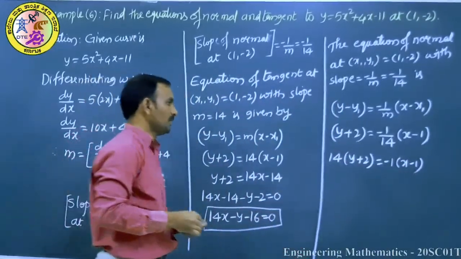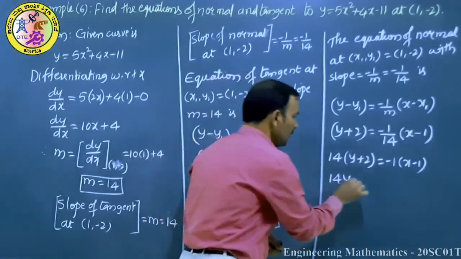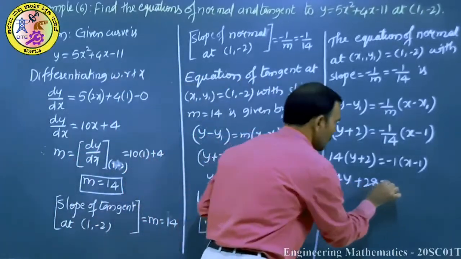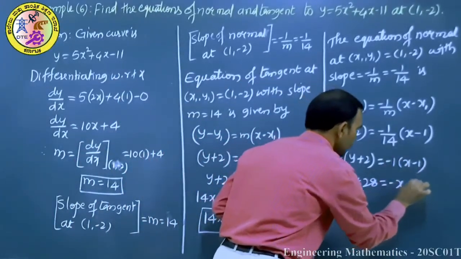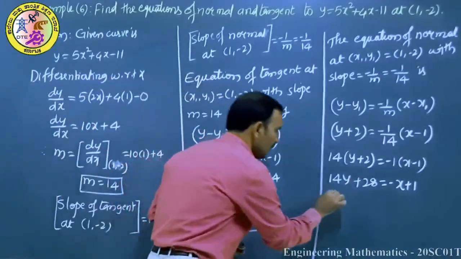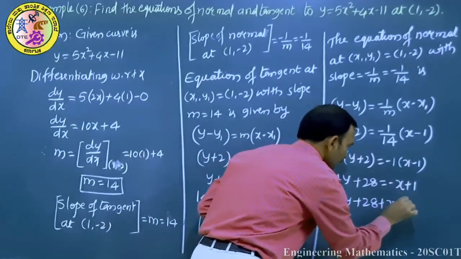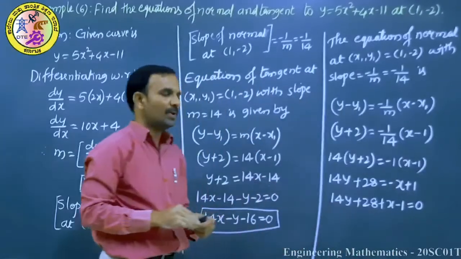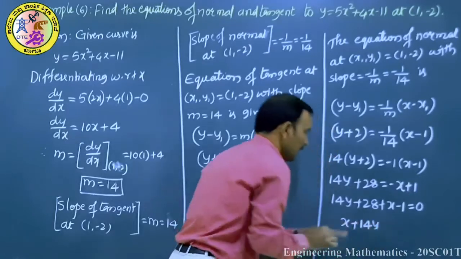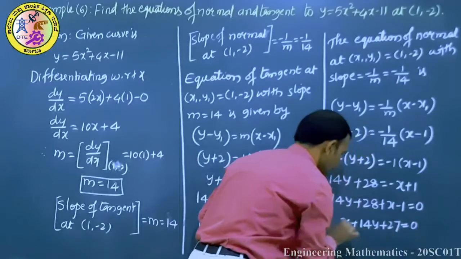Multiply 14 into y, that is 14y, and 14 into 2 is 28. On the right side, minus x minus into minus plus 1. Bringing to one side, we get 14y plus 28 plus x minus 1 equal to 0. If we simplify, x as it is plus 14y, 28 minus 1 is 27, equal to 0.